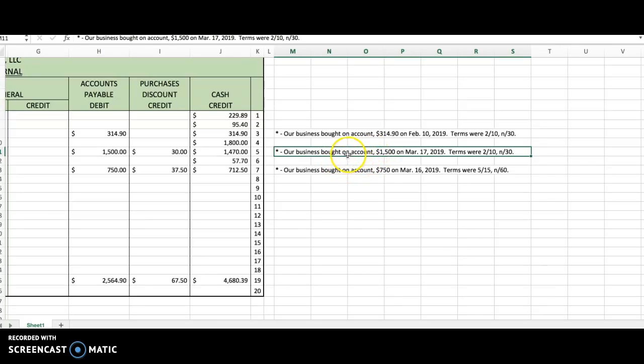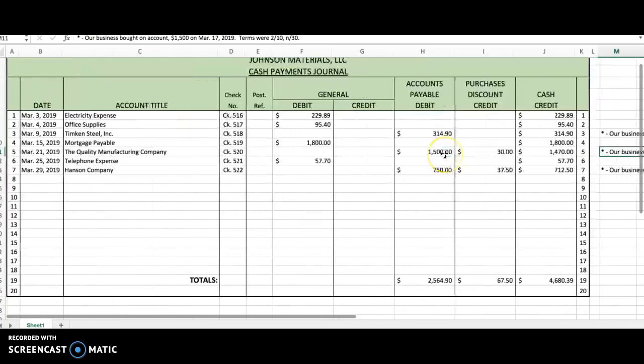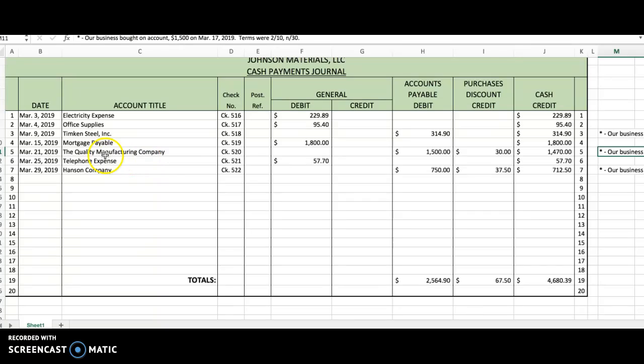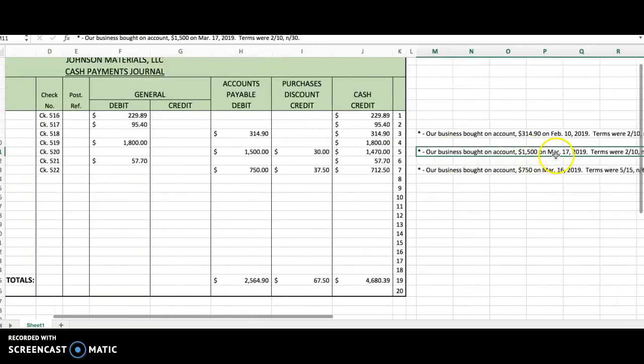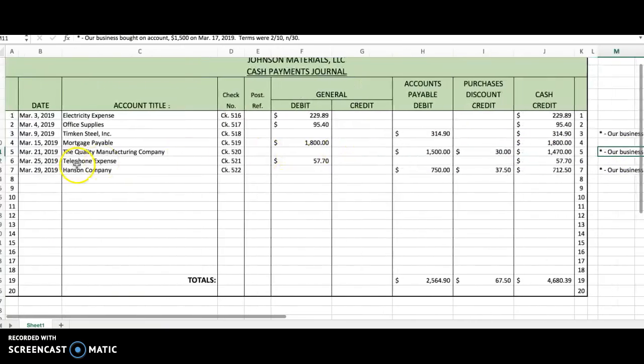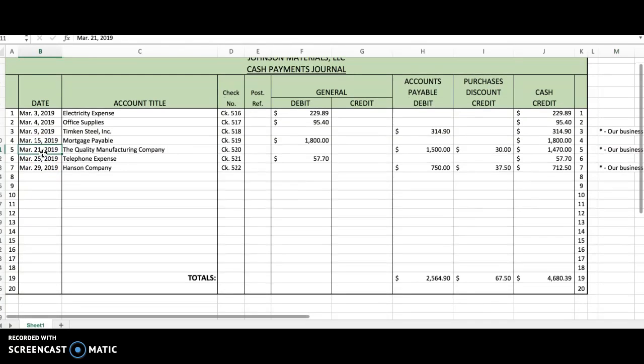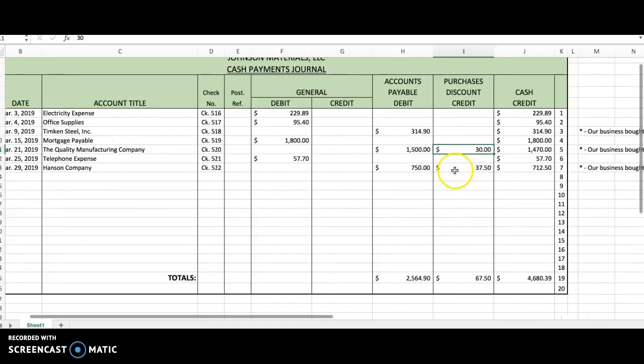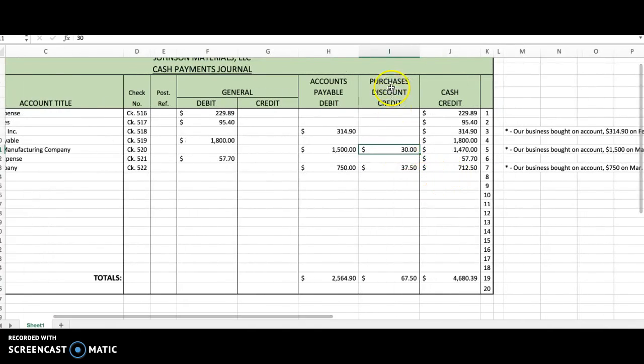So again, we bought this on account on March 17th. Terms are 2/10, n/30. Again, 2% off if we pay within 10 days. So if it was purchased on March 17th and we're paying it on March 21, we're within that 10 days, so we can take a discount. If you subtract 2% out of $1,500, you get $30. And that's where we record that discount in this column, purchases discount credit.